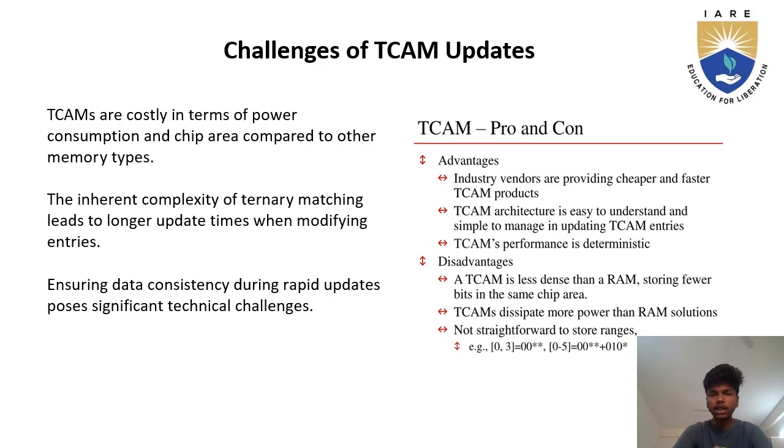And there are some cons. A TCAM is less dense than a RAM, storing fewer bits in the same chip area. TCAM dissipates more power than RAM solutions, and it is not straightforward to store ranges. Example: 0 to 3 equals 00 star star. So that's the disadvantage of the TCAM.